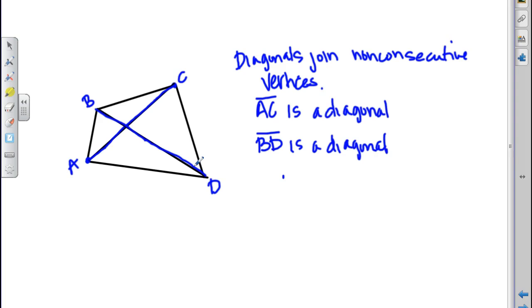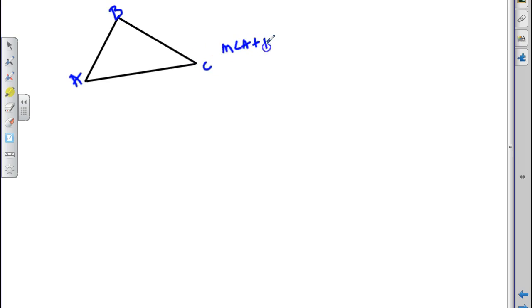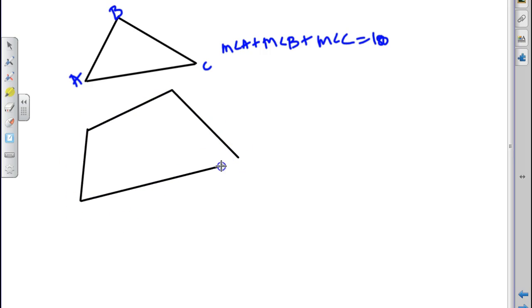The last thing that I want to tell you in this section is when we have a quadrilateral, well, first of all, inside a triangle, the sum of the three angles inside a triangle is 180 degrees. So the measure of angle A plus the measure of angle B plus the measure of angle C is 180. We know inside every triangle, 180 degrees. Well, let's talk about any quadrilateral. The sum of the interior angles in a quadrilateral, let's see if we can figure this out without me telling you.